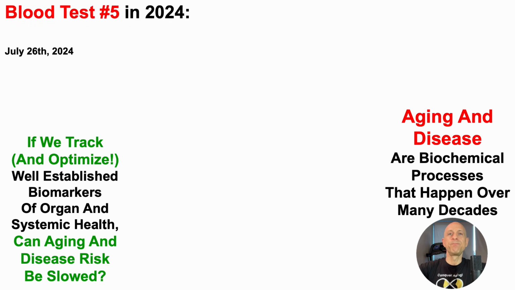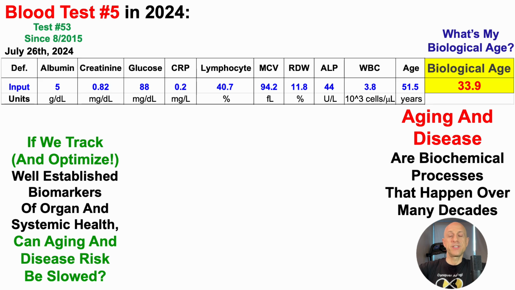So with that in mind, in late July, I blood tested for the 5th time in 2024, and note that this is blood test number 53 since 2015. So with that in mind, what's my biological age? And we can see that data here.